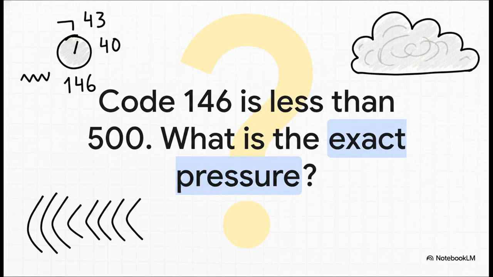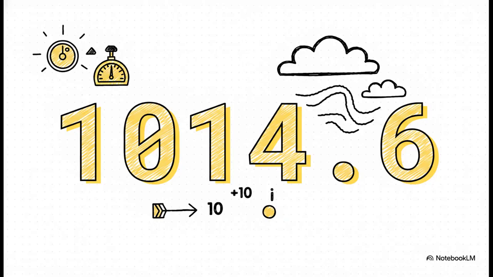Take a second and mentally apply the 500 rule to that 146. Did you figure it out? Well, the number 146 is less than 500, so we add a 10 to the front and drop a decimal right before the last digit. That gives us an exact sea level pressure of 1,014.6 millibars. If you nailed that, you are officially well on your way to being a master decoder.